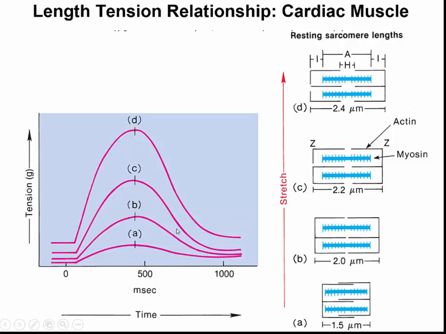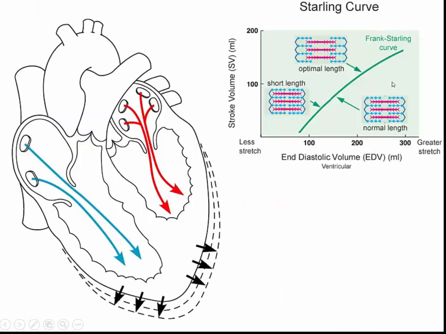Well, what if I stretch it out a little bit more? Well, now the overlap is such that we have room here for this to move those thin filaments over the thick filaments. The myosin heads can grab on, it can pull, and you get a stronger contraction. D, you get an even stronger contraction based on the overlap. So what that's saying is that the more stretch you have of those heart muscles due to the filling of blood, they're going to be in more optimal length in the overlap of the thick and thin filaments to give you a stronger contraction.